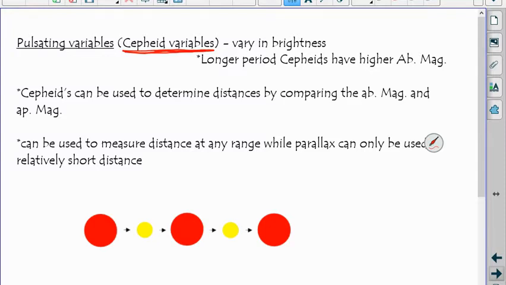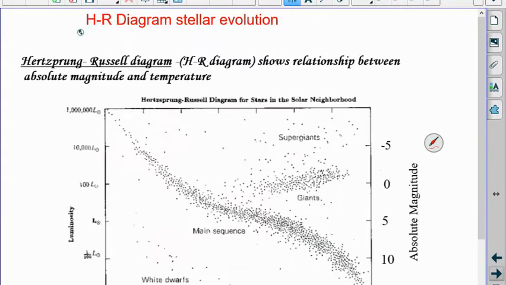And so these are stars that vary in brightness over time. They kind of puff up and contract, puff up and contract, puff up and contract, and they do so at regular intervals. And if we know that interval, we know the absolute magnitude. We can look at them and know their apparent magnitude and do what we just did to determine how far away they are. So it's just another way to determine distance in addition to parallax and also supernovae.